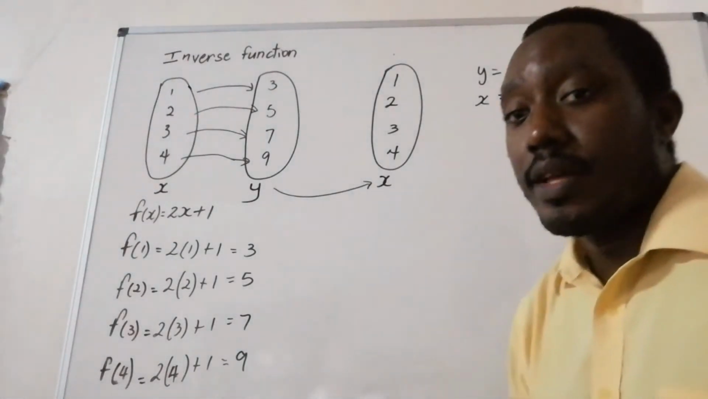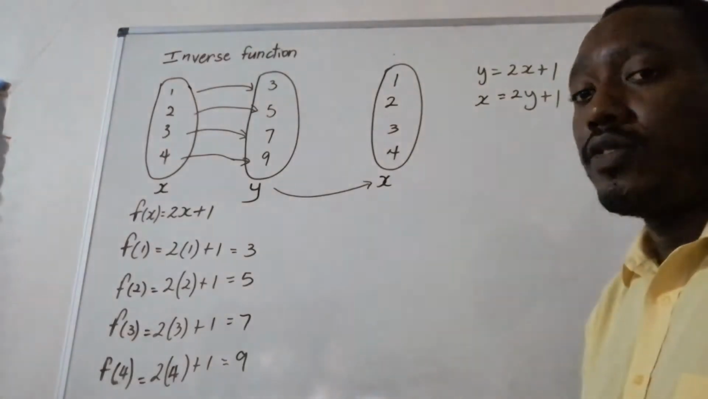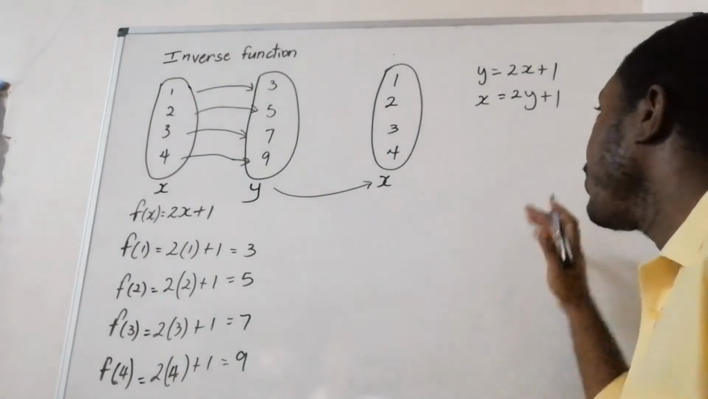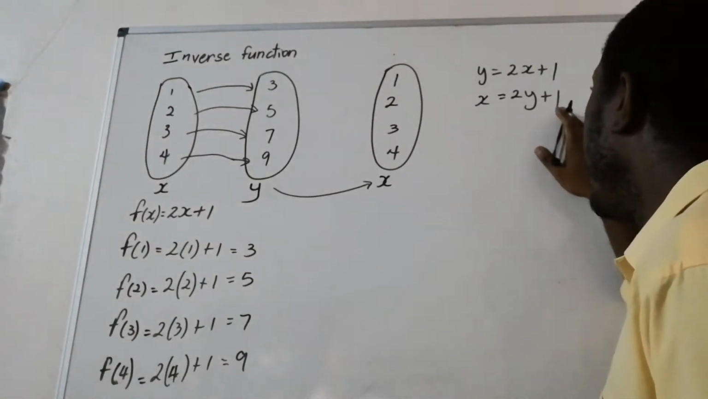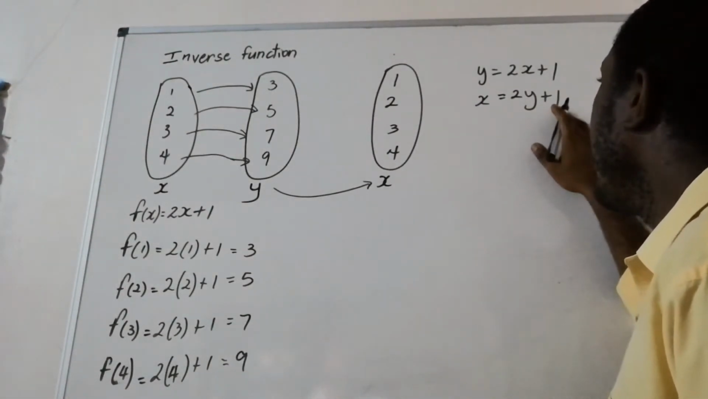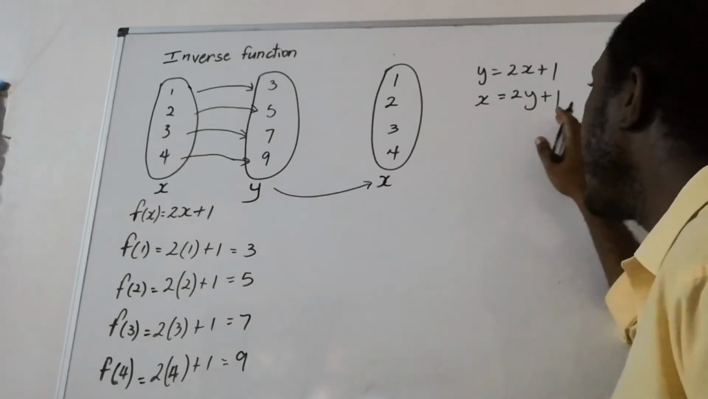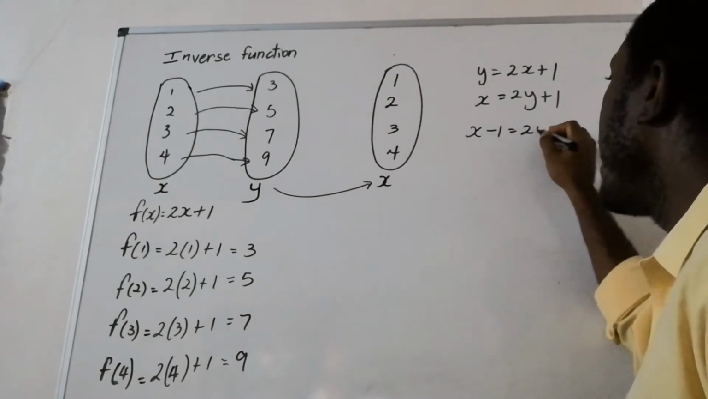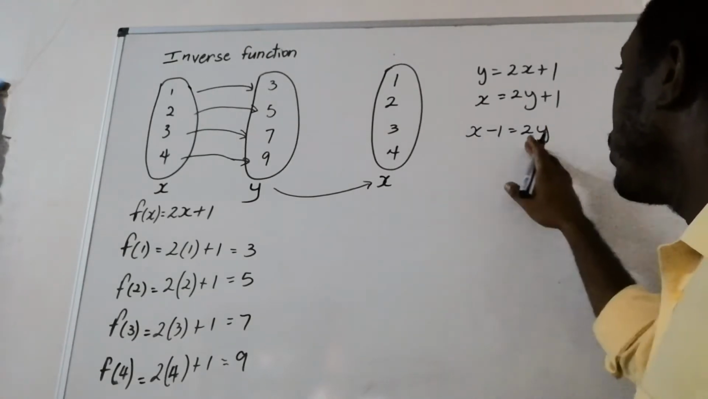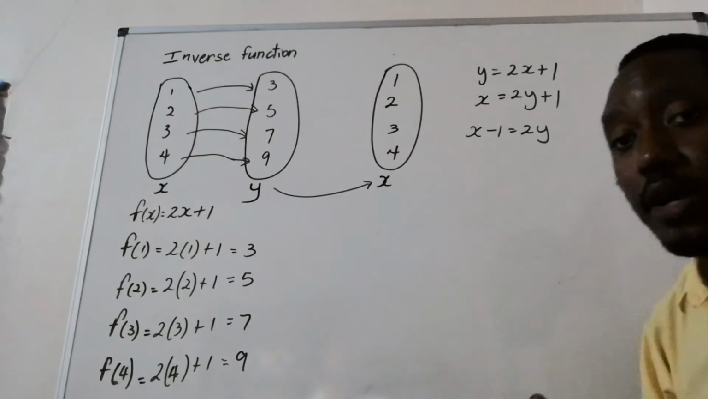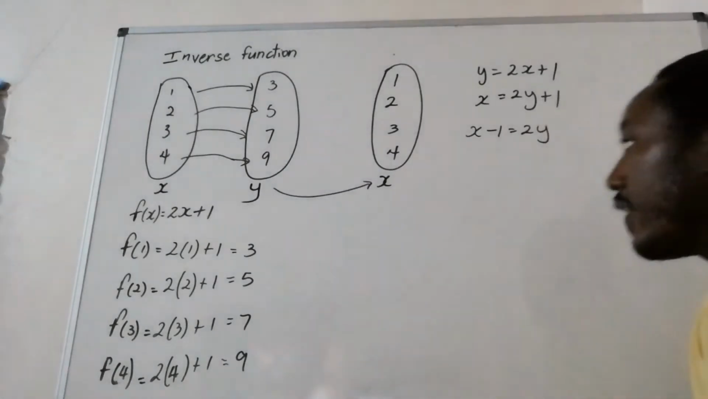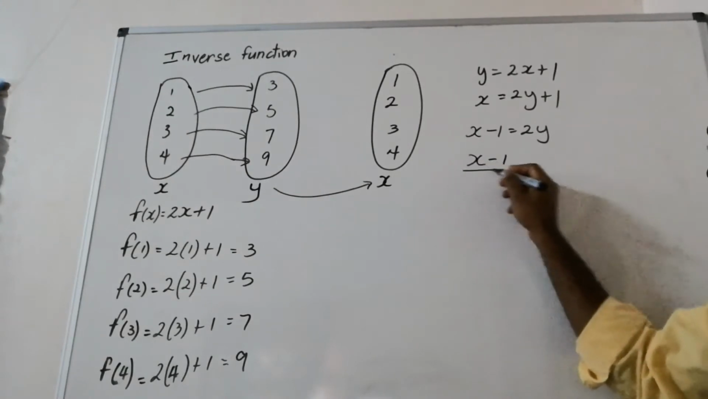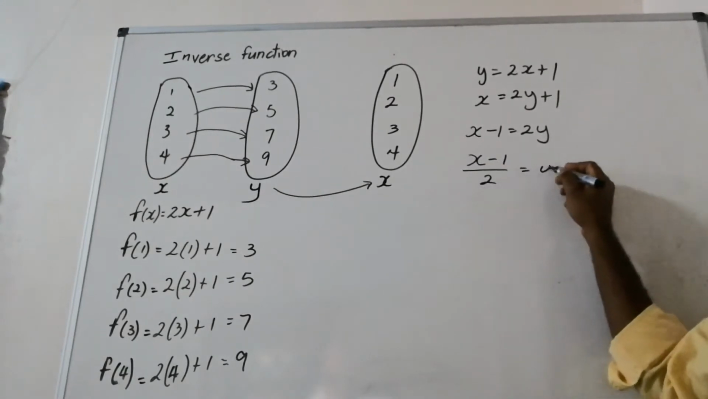And then the third step, make y the subject of the formula. So how will we do that? We do that by taking first the 1 over. Since the 1 is added, when it comes over, we will have x take 1 is equal to 2y. And then we take the 2 over, and since 2 is multiplied, when it goes over, it will divide. So x minus 1 over 2 is equal to y.